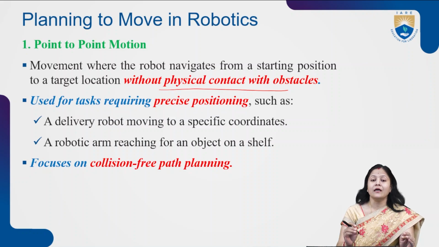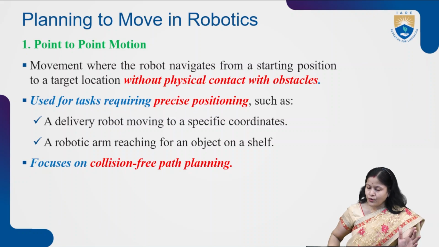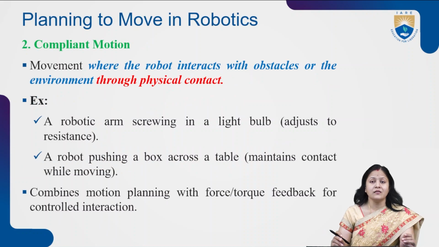Precise positioning means the correct position of the object in the environment. For example, a delivery robot moving to specific coordinates, and a robotic arm reaching for an object on a shelf. So these are examples of precise positioning, and it focuses on collision-free path planning. So point-to-point means the motion planning should be done in such a way that the robot can move from the start position to the target position without hitting or any physical contact with the obstacles.